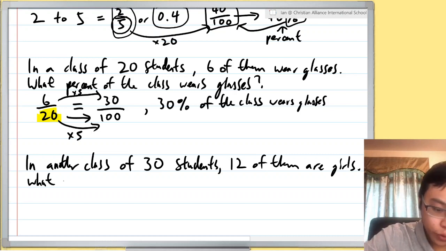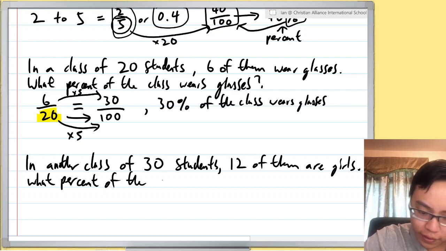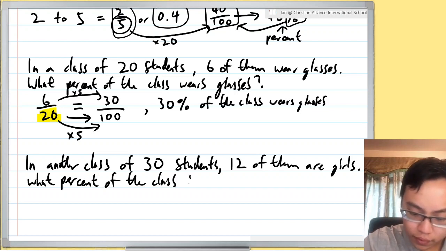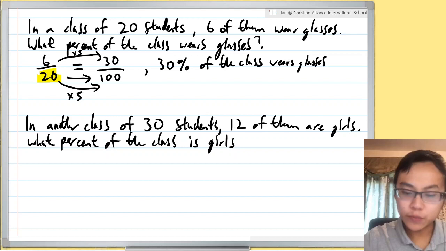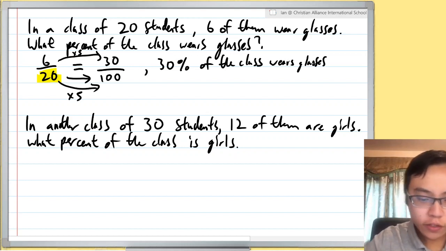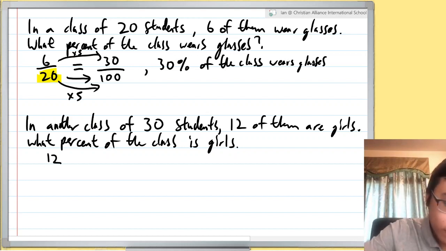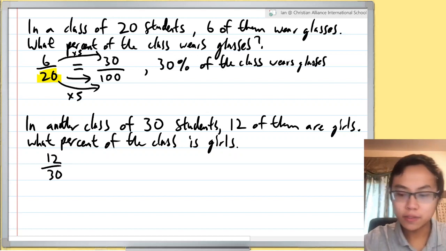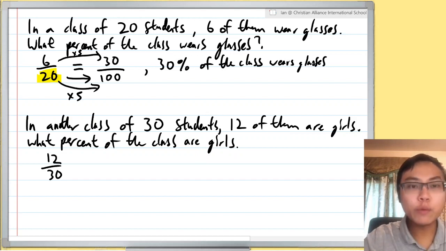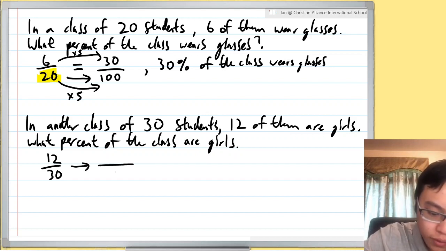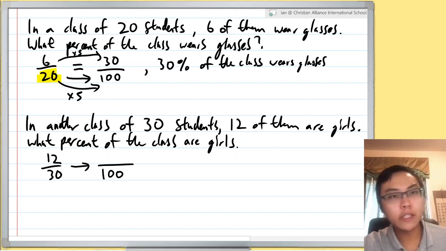And so what percent of the class is girls, or are girls? I'm not sure whether it's is or are. You guys can figure that out later. So that's 12 out of 30 of the class are girls. Okay, yeah, it is supposed to be are girls. Then we want to convert that into something out of 100, and it's not so easy for us to just multiply to get 100.